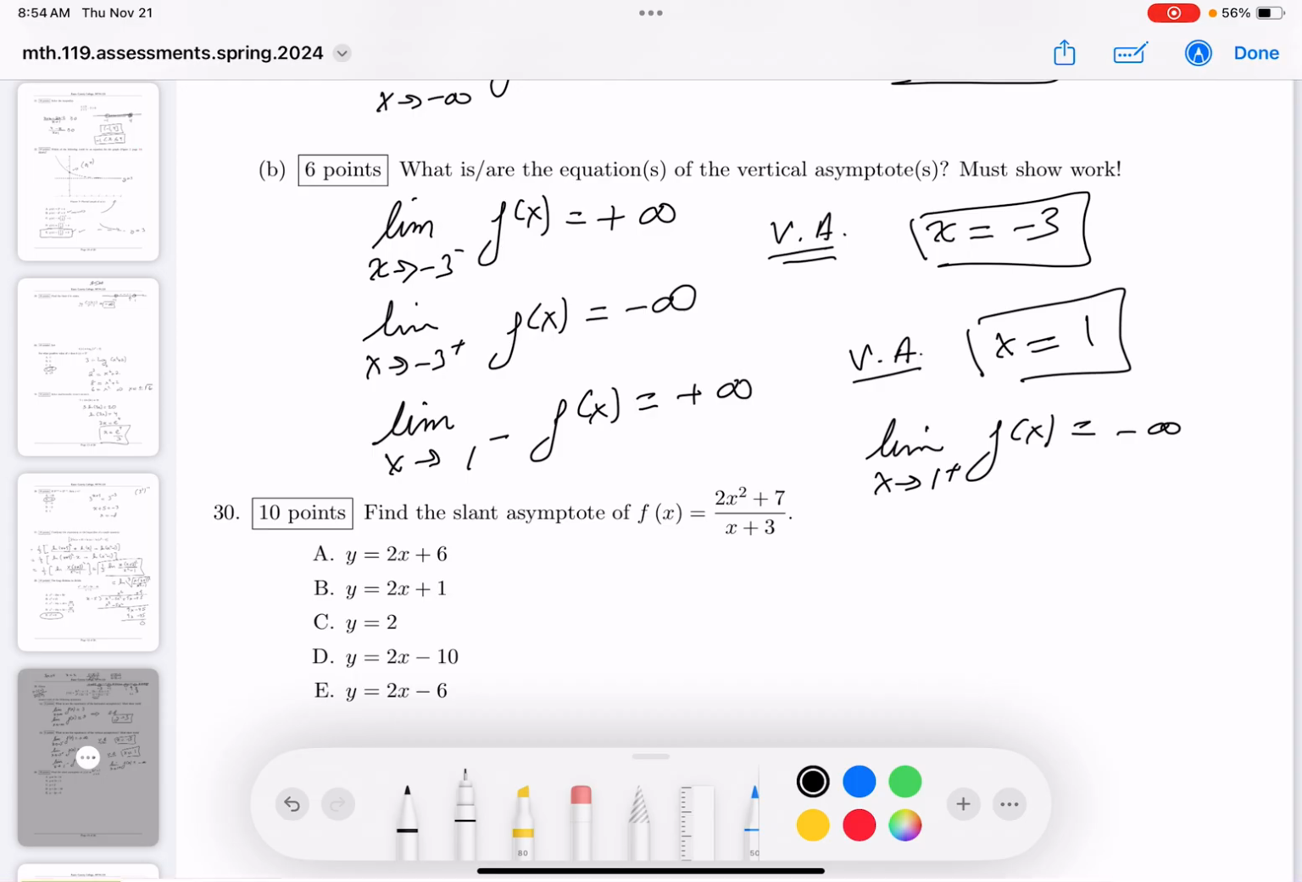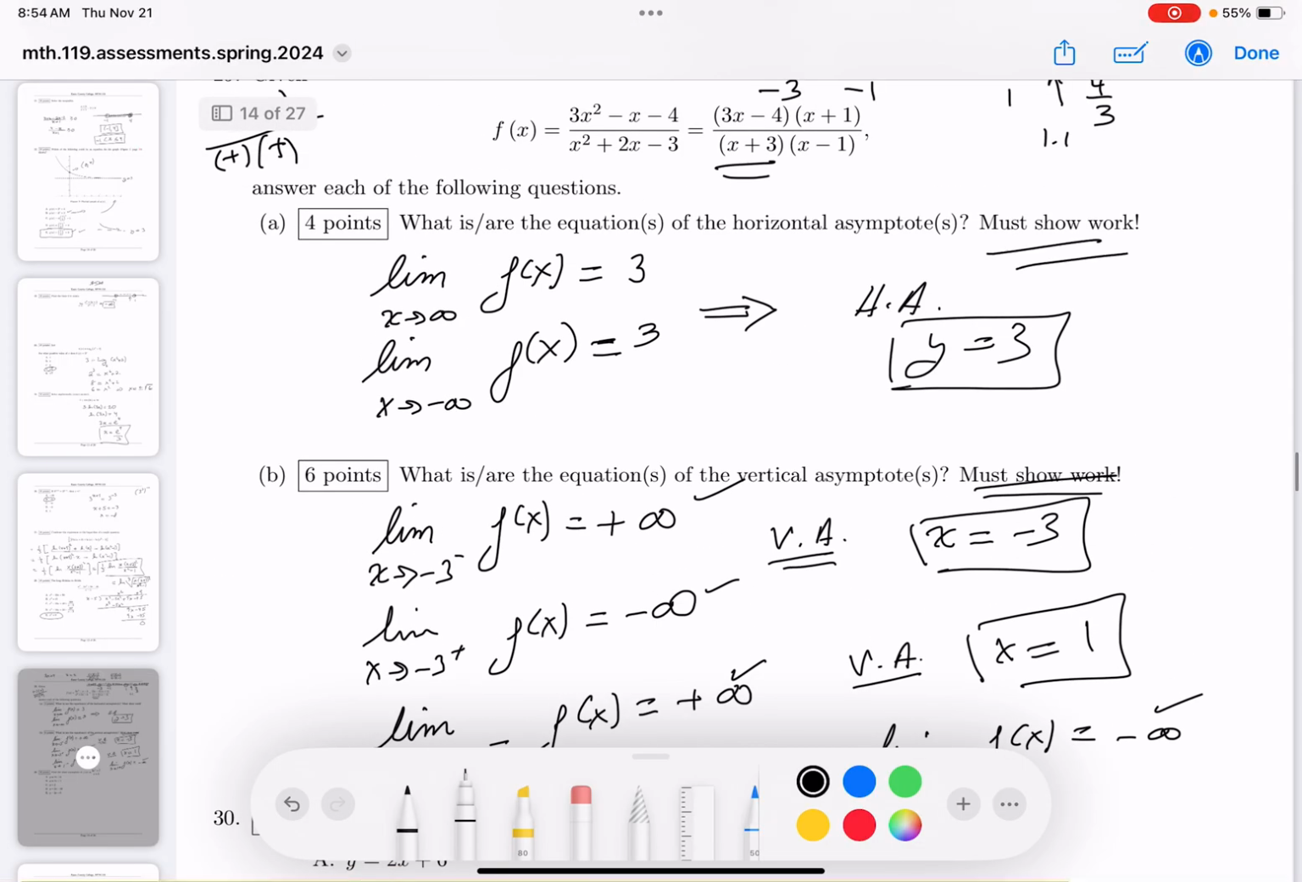From the left, it goes to plus infinity. I'm doing these over here. From the right, minus infinity. All right, pretty simple to do. Again, from the left, plus infinity. From the right, minus infinity. Again, work needs to be shown on both of these things over here. What's the work? It's basically a limit.